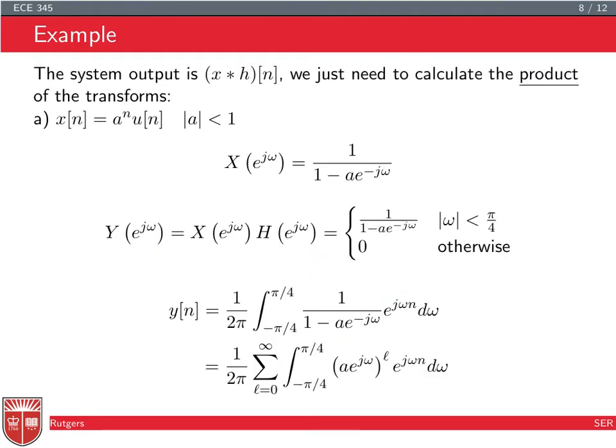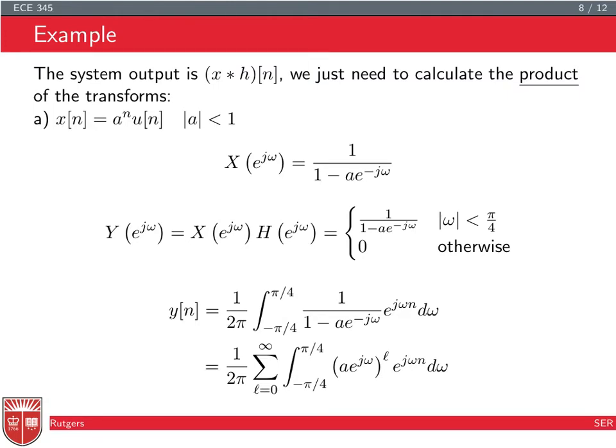Now that we have the frequency response of the filter, we can find the output for each one of these cases. So let's start with the first case. In the first case, the input is a^n u[n], and we've done this before: because the magnitude of a is less than 1, then X(e^{jω}) is 1 divided by 1 minus a e^{-jω}, and so I can get Y(e^{jω}) of the output. So it's going to be X(e^{jω}) times H(e^{jω}).